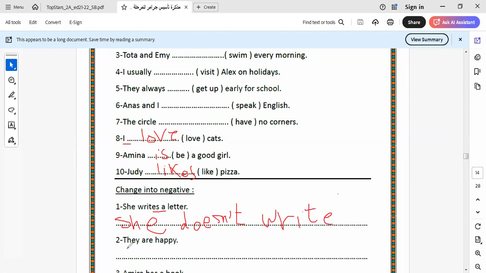Here we say "they are happy". It will be "they aren't happy", because here the verb "to be" is a main verb. So I put "aren't" only, without putting "does" or "do". We put "does", "do" or "didn't" when we have a helping verb. Here "are" is a main verb, so I put "aren't" only. I will leave the rest for you to do by yourself as homework.